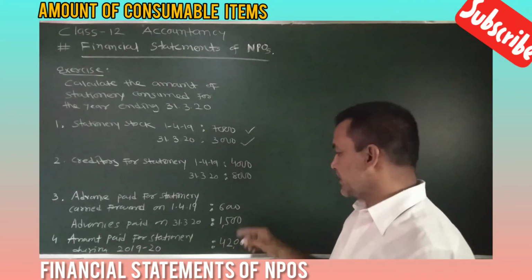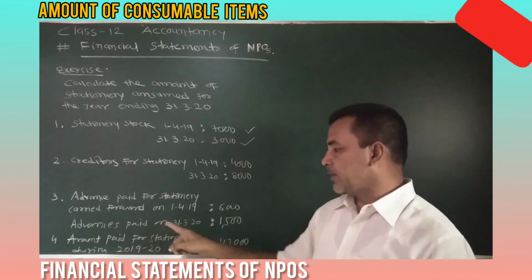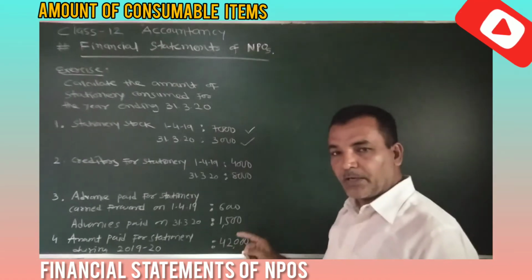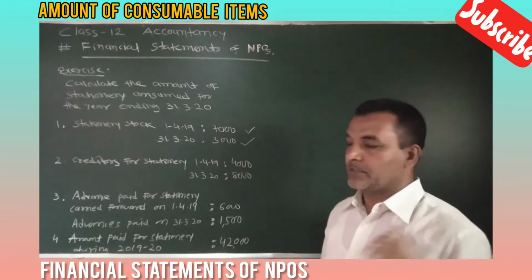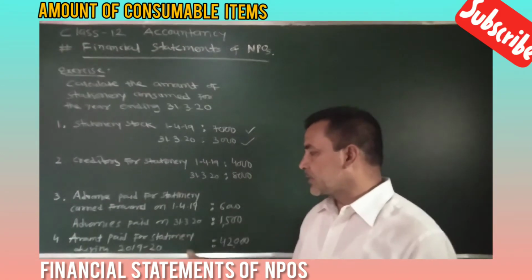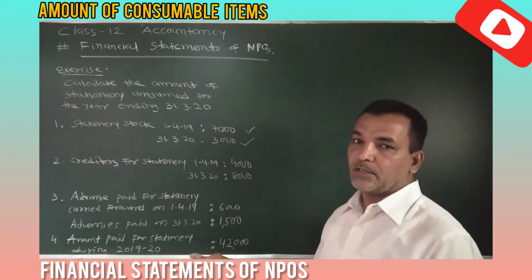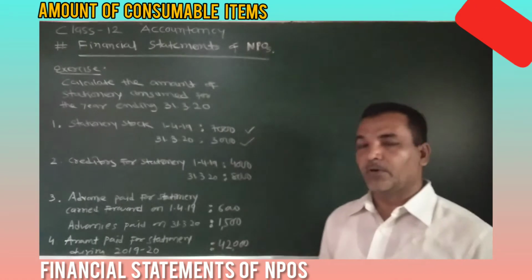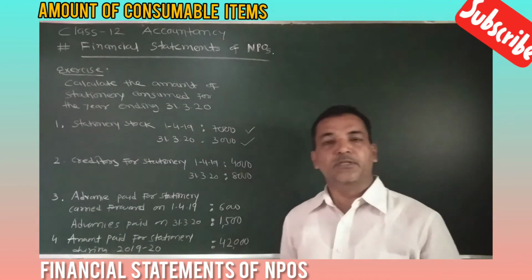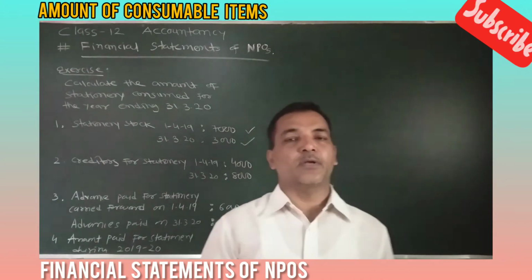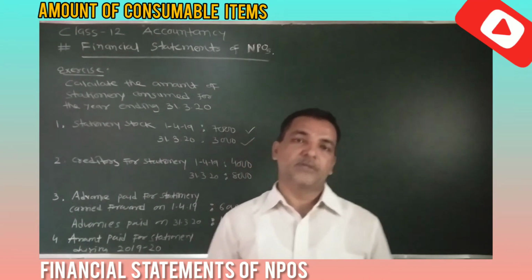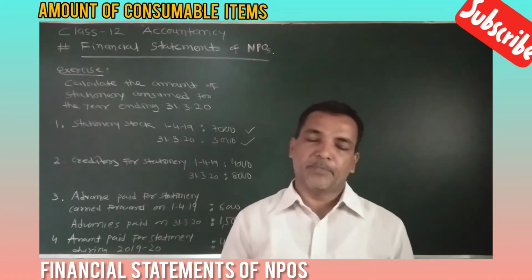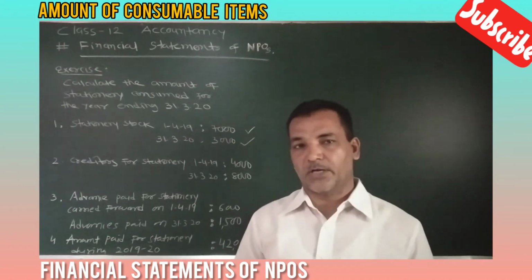Advance paid for stationery carried forward on 1st April 19. So it is of the previous year, 6,000. And advance paid on 31st March 20, 1,500. So it is paid in advance in the current year for the next year. Amount paid for stationery during 2019-20. So this year they have paid 42,000 rupees for stationery. Now based on this information, we have to calculate the amount of stationery consumed, which we will record on the expenditure side in the income and expenditure account.